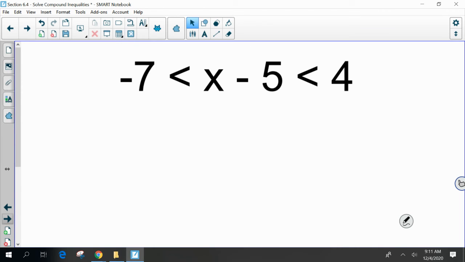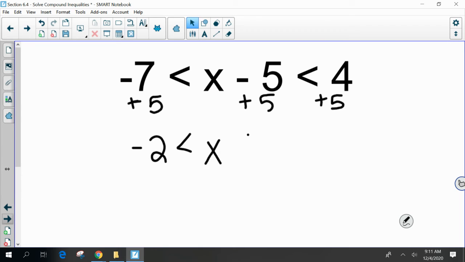All right, so this problem, is this a 1 or a 2-step? 1. So when it's a 1-step, I don't generally split them apart. So I have to add 5 to both sides. So I'm going to have negative 2, and I'm going to just keep my signs the same. Less than x and less than 9. Wait, why is there one step? Is it because there's no multiplication? Yeah, there's no coefficient with the x. So it's just 1 step.